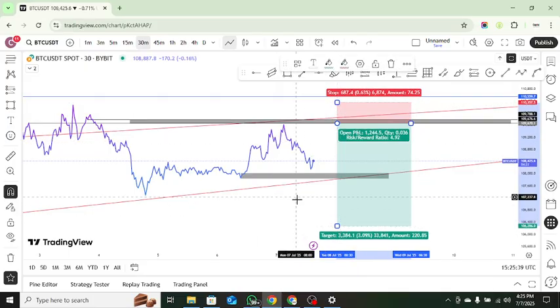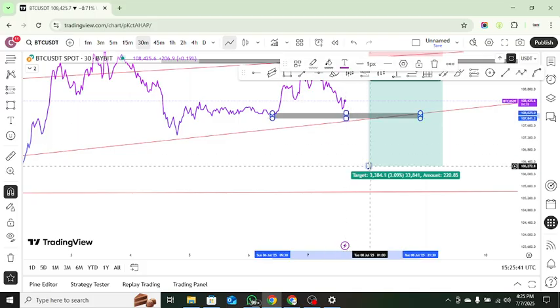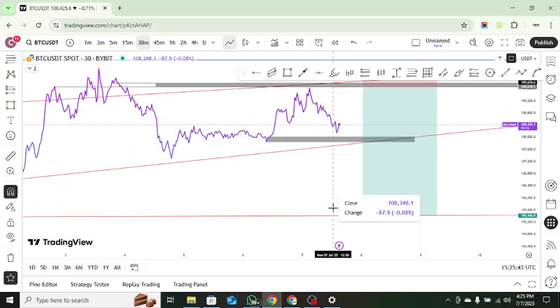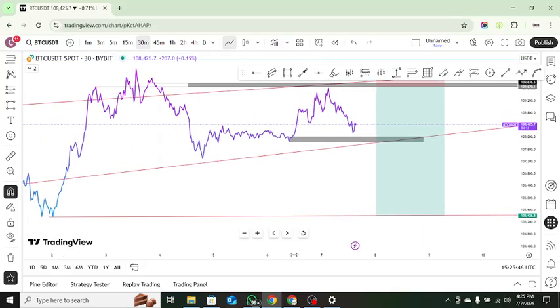Then where is our target? Our targets remain at this zone, the next support zone.